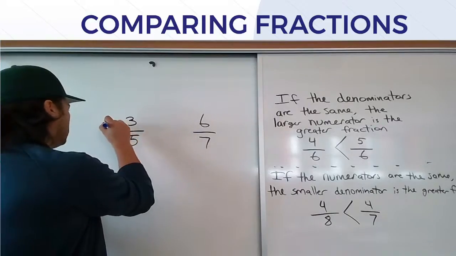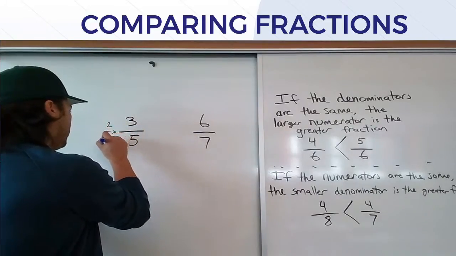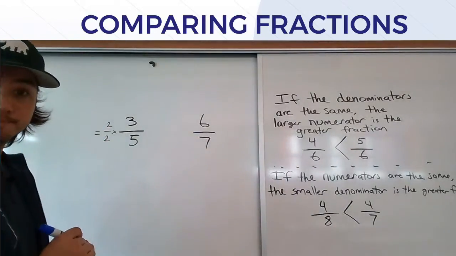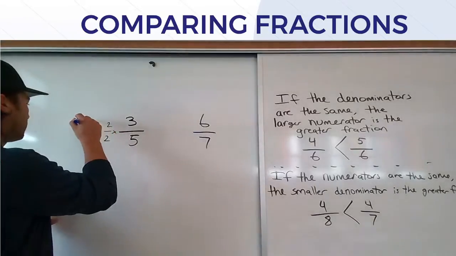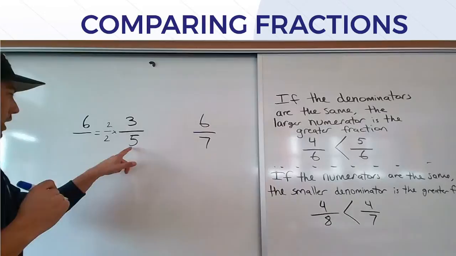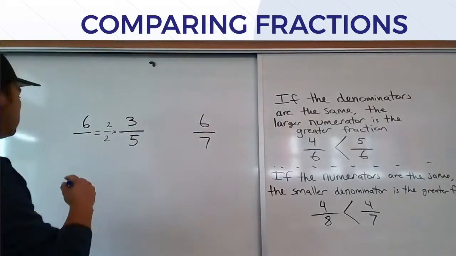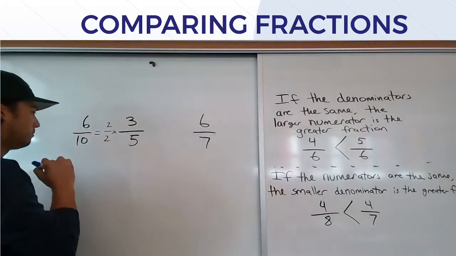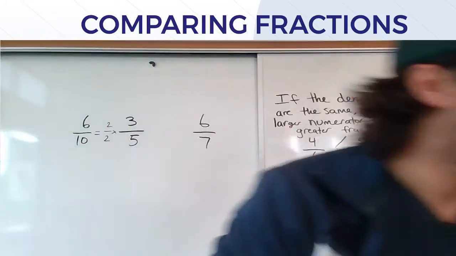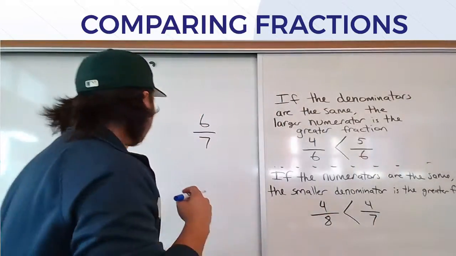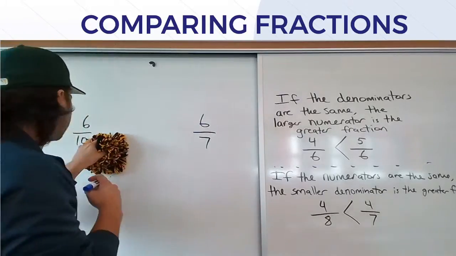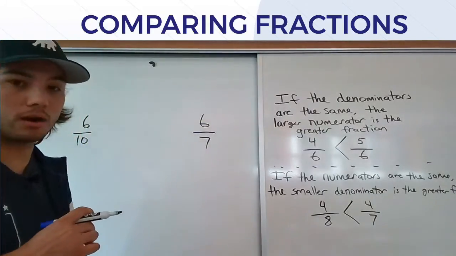Times 2 halves, and I'm going to put it on this side. So 2 times 3 is 6. So there's our 6, our numerators match. 2 times 5 is 10. So now we know 6/10 and 3/5 are equivalent fractions, which means now we can compare whether 6/10 or 6/7 are greater.